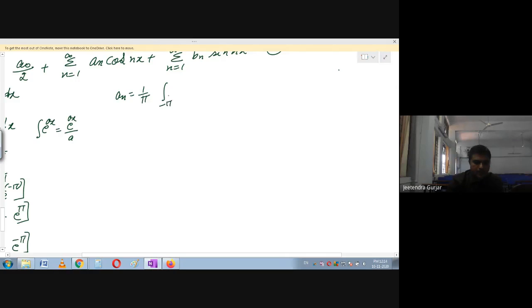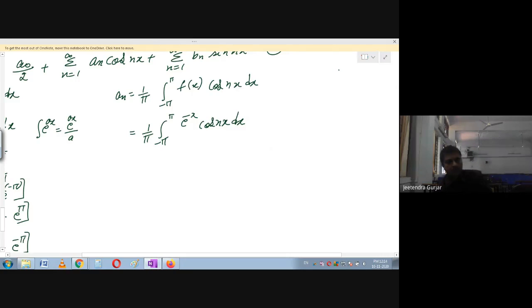Integration from minus pi to pi, f of x cos n pi x upon c. So c is pi, therefore we are going to get cos nx here. Now substitute f of x, which is e raised to minus x, so 1 upon pi, integration minus pi to pi, e raised to minus x cos nx dx.